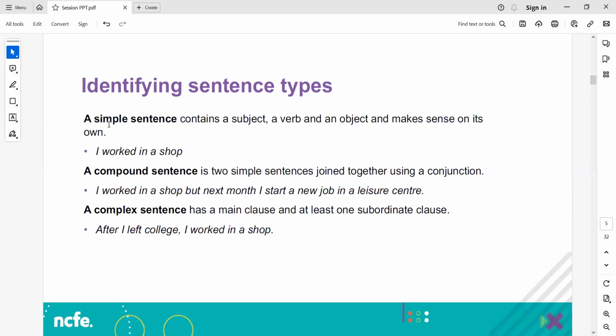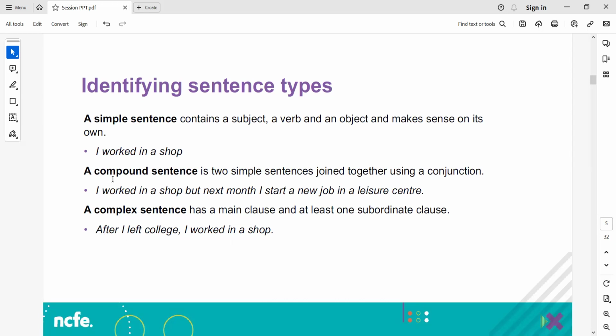So, a simple sentence, compound sentence, and a complex sentence has a main clause and at least one subordinate clause. So here our example, after I left college, I worked in a shop. With a complex sentence, there is one main clause and that would make sense independently. So I worked in a shop. That's our main clause. It makes sense without the rest of the sentence. The subordinate clause is here, after I left college. On its own, that does not make sense. After I left college, doesn't make sense by itself. We need more information for that to make sense.